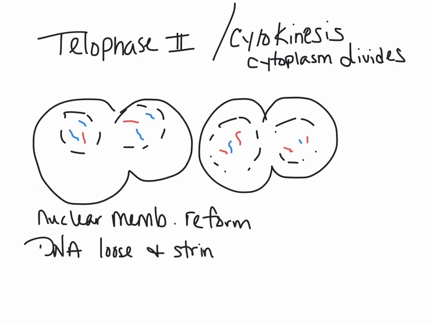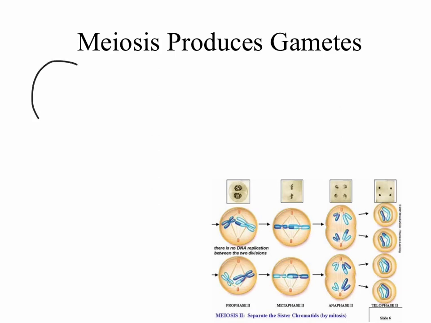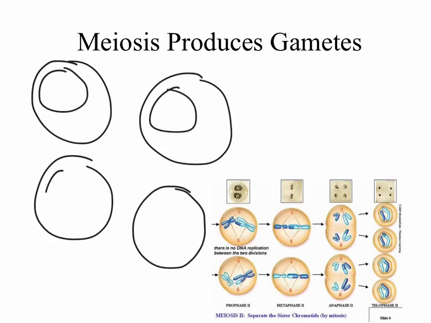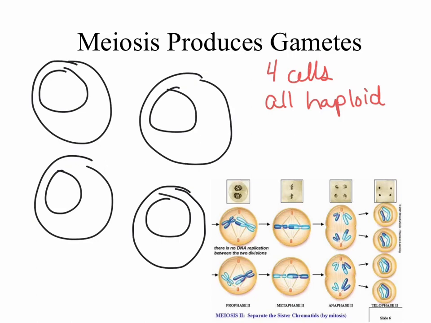We are now in the process of forming 4 haploid daughter cells. At the end of meiosis, we will now have 4 daughter cells. Each of these daughter cells will be haploid. This means that each cell will have only one of each type of chromosome in the nucleus.